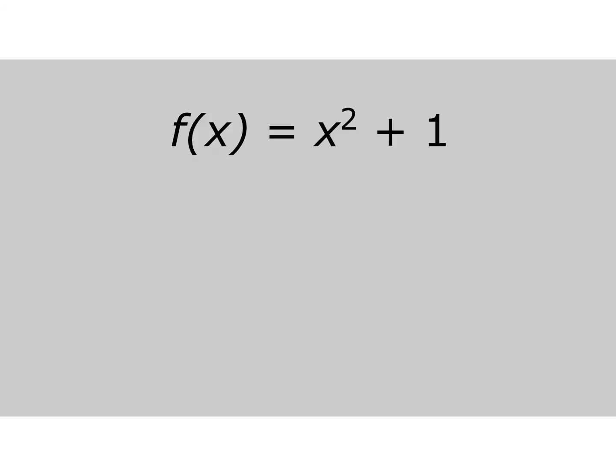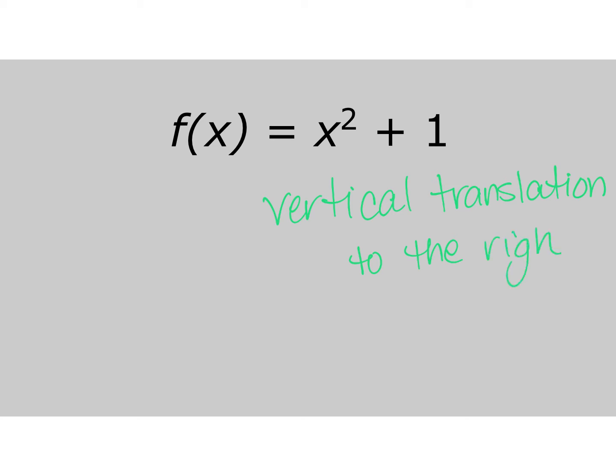So let's look at some. Here I have no parentheses on this expression. So that means we're going to consider this outside. So we're looking at a vertical translation. And because it's vertical, it's exactly what you think is going to happen. We're adding 1, so it's a vertical translation up 1 unit.